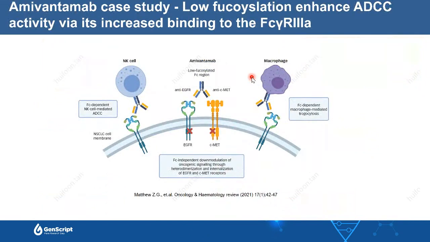Here, I would like to share a case study in antibody lead optimization, which modifies the Fc effector of amivantamab to increase the binding affinity to the Fc gamma receptor and enhance ADCC activity. Amivantamab is a fully human bispecific IgG1 antibody targeting both EGFR and cMET. It induces natural killer cell-mediated antibody-dependent cellular cytotoxicity and tumor cell internalization with macrophages and monocytes, resulting in the phagocytosis of the EGFR and cMET receptors from the tumor cell surface to the immune cell surface, and thus down-modulation of the signal transduction and downstream pathways.